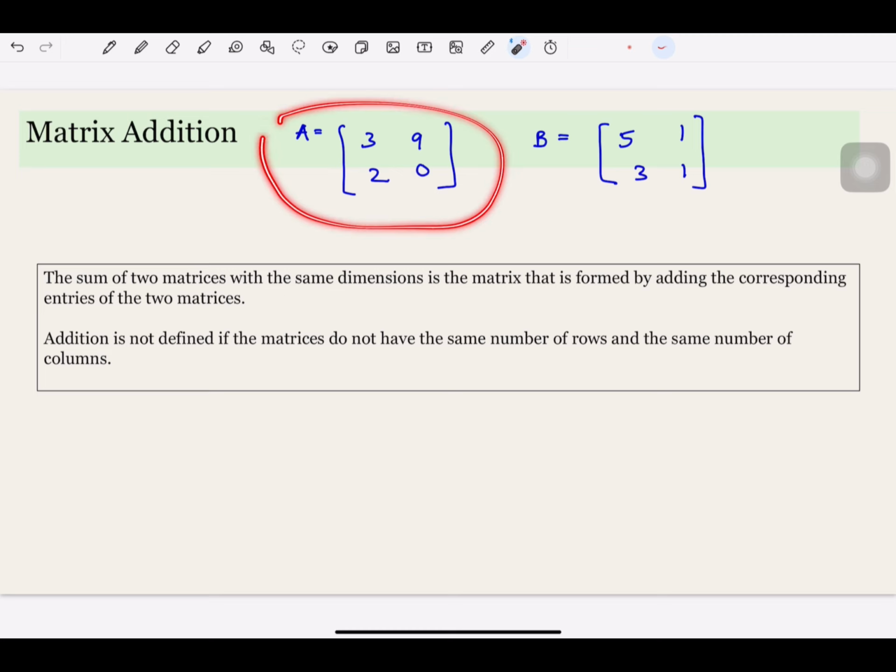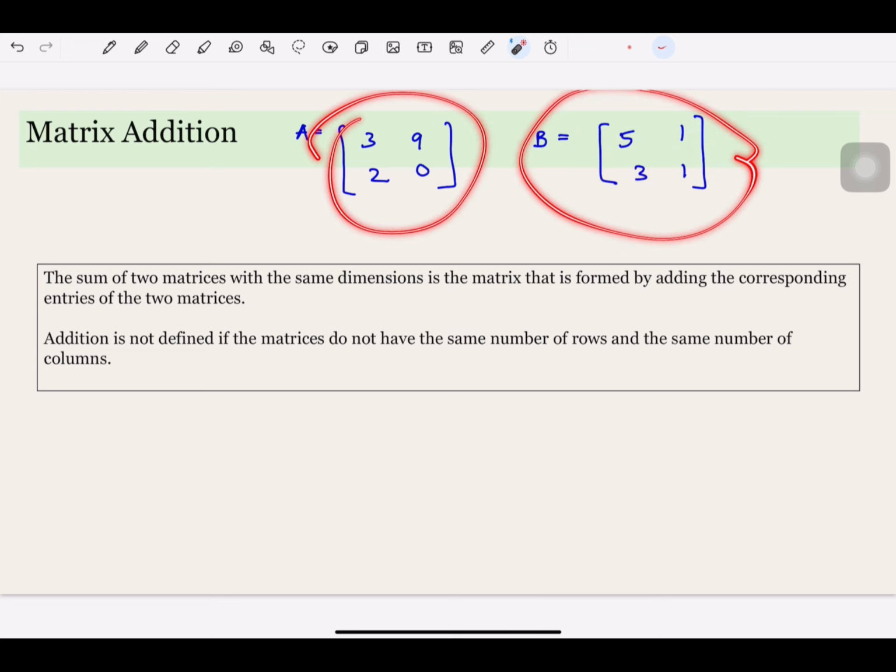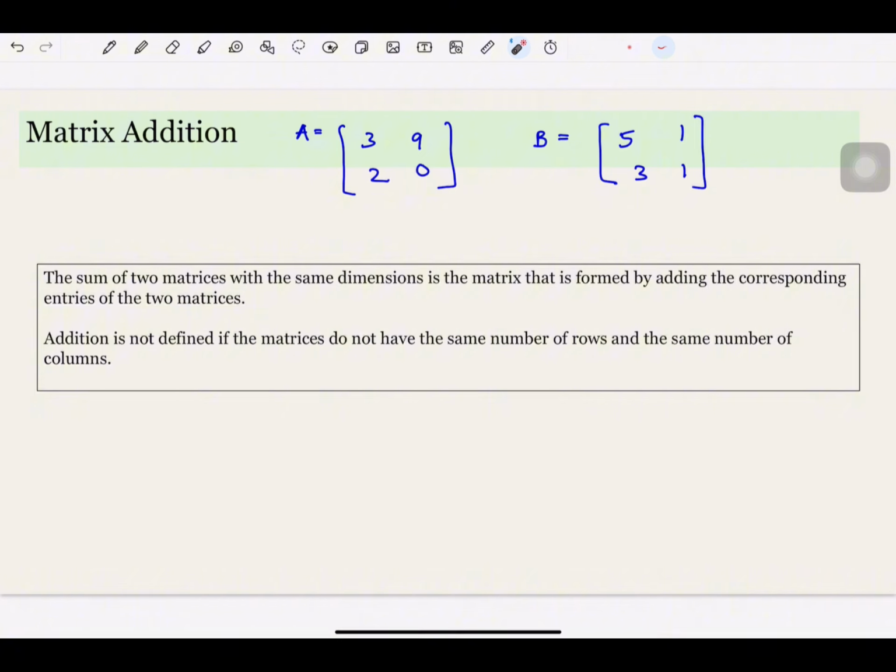So if you consider the first example over here, this matrix A has two rows and two columns. On the other hand, matrix B also has two rows and two columns. So that means these two matrices are of the same size, and then we are allowed to add them together. So here's how you do the addition.